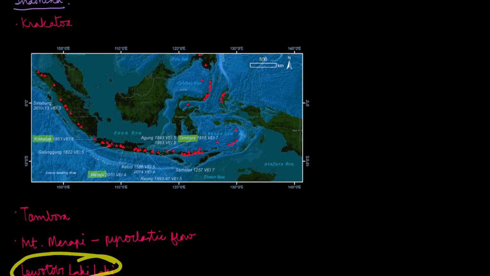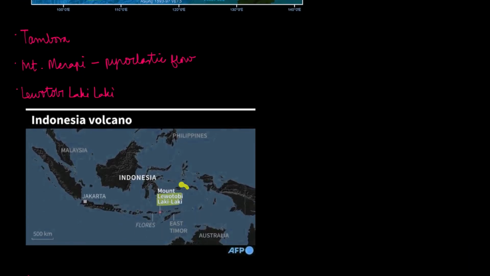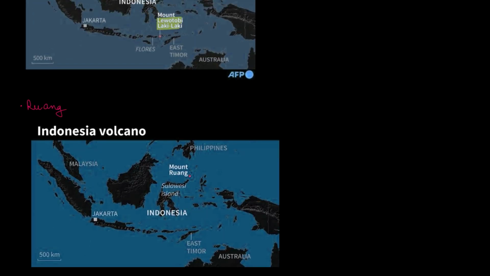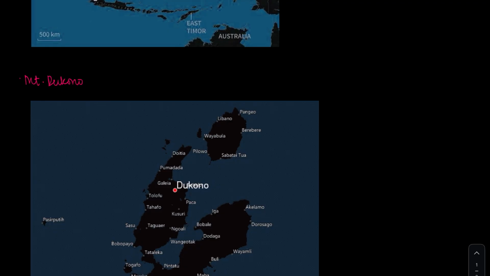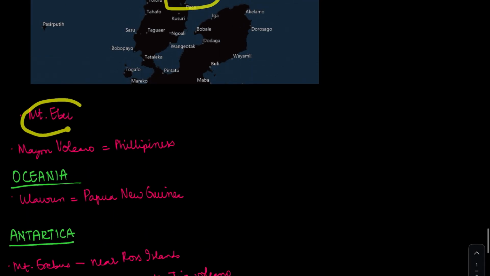Lewotobi Laki-laki is also a volcano in Indonesia. So this is a representation of Lewotobi Laki-laki. Sorry, I just got confused with both of these words. So this is in Indonesia. Then coming to Ruang. Ruang is also a volcano in Indonesia. So this is a representation of Mount Ruang, just north of Sulawesi Island and south of Philippines. Then Mount Dukono over here and Mount Ibu.